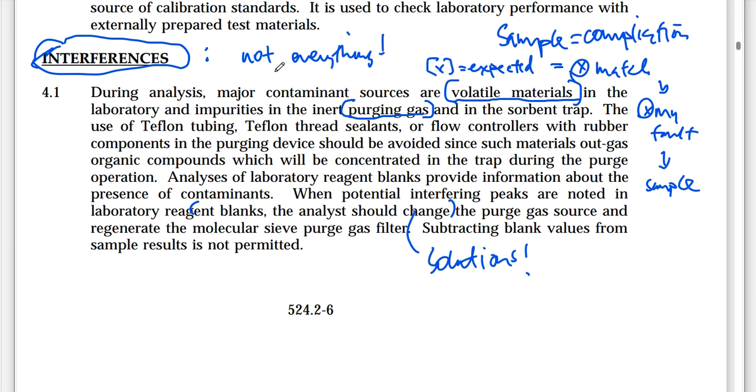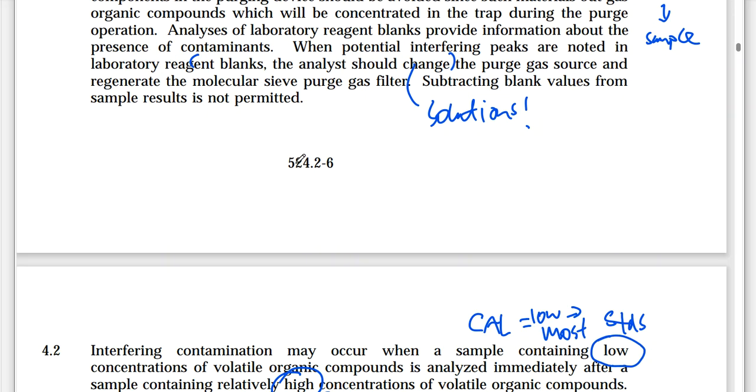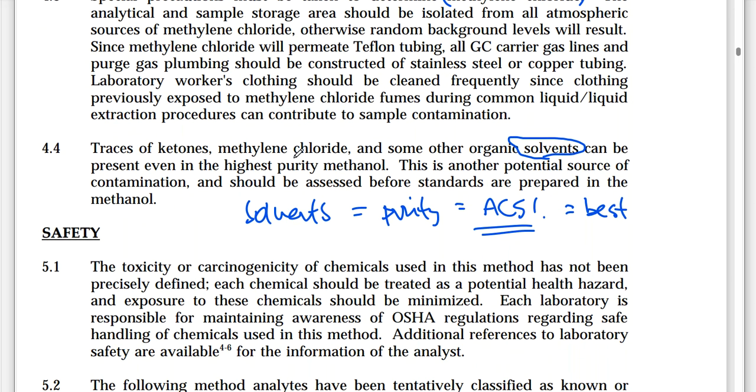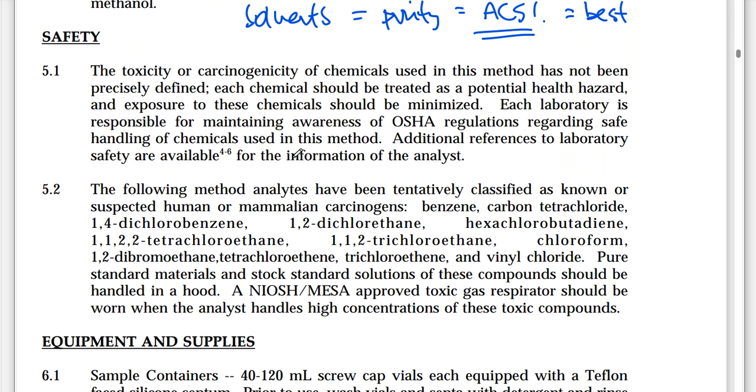All right, so that's section 4, interferences. Again, not everything has interferences, but quite a bit of stuff that we do in a laboratory does. So this is what to watch out for, and this is how to fix those problems if they show up. Section number 5 is going to be dedicated to safety.